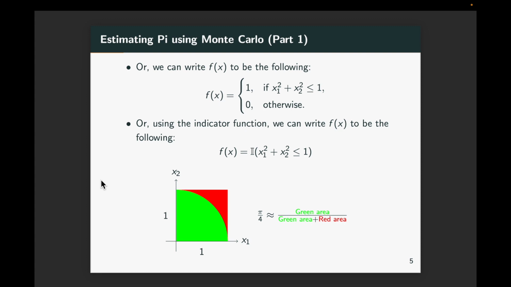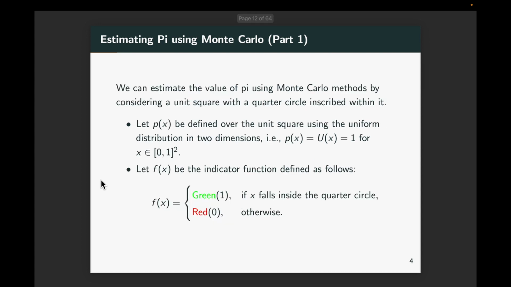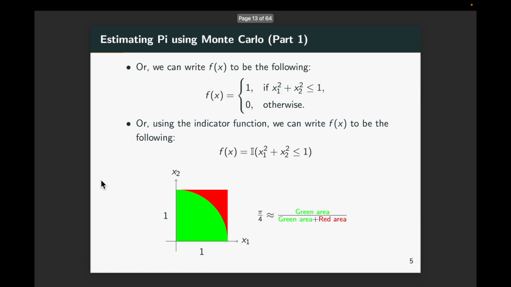Right? So what we're saying is that pi over 4, because the area of the entire circle is pi, the area of a quarter circle is pi over 4. We're saying pi over 4 is approximately equal to the area of the green part divided by the area of the green plus the red area. Right? Now, in order to get an estimate of these areas, what we said here was that we are throwing darts. In what space are we throwing the darts?